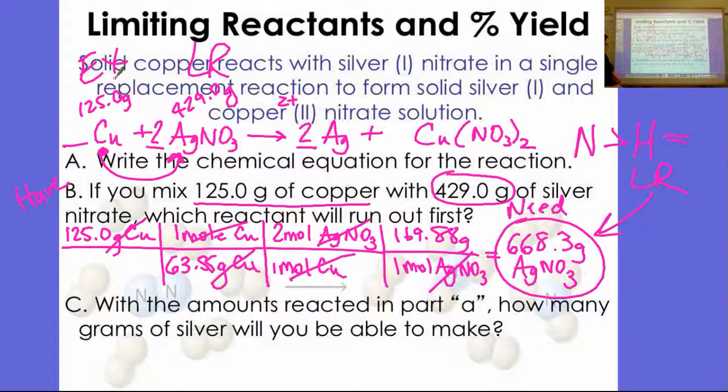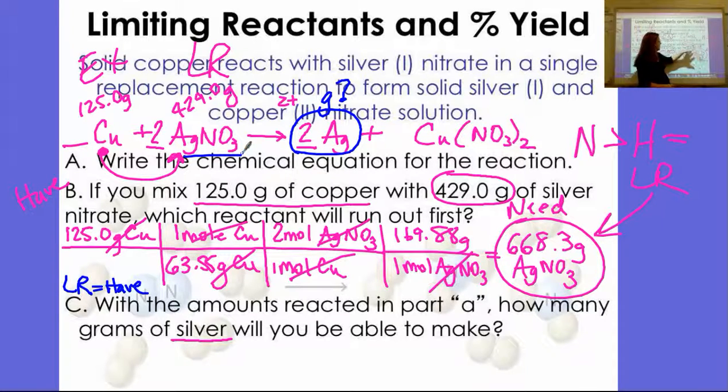So, part C, with the amounts reacted in part A, how many grams of silver can I make? Silver is my product. How many grams of silver can I make? This is where I must start with what I have of my limiting. Since it's going to run out first, who runs out first? Silver nitrate. Which number do I pick? The 668 or the 429? You have to start with what you have. So I have 429 grams of silver nitrate.